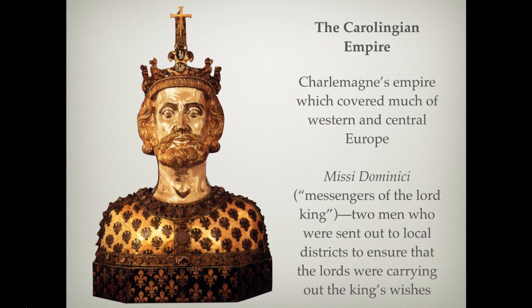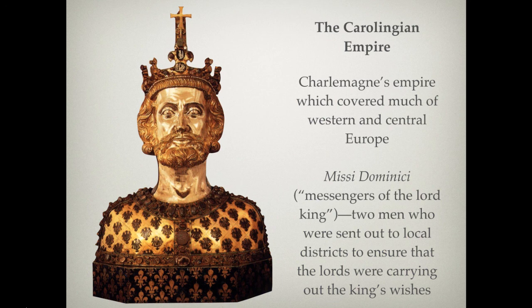Now, as he expanded, he devised a means by which to control these people, and that method was called the Missi Dominici, that is, messengers of the Lord, meaning Lord King, not God. And they were sent out in pairs, two men, and they were sent out to local districts to ensure that the Lord's will was being carried out, and that the king's wishes were being done.